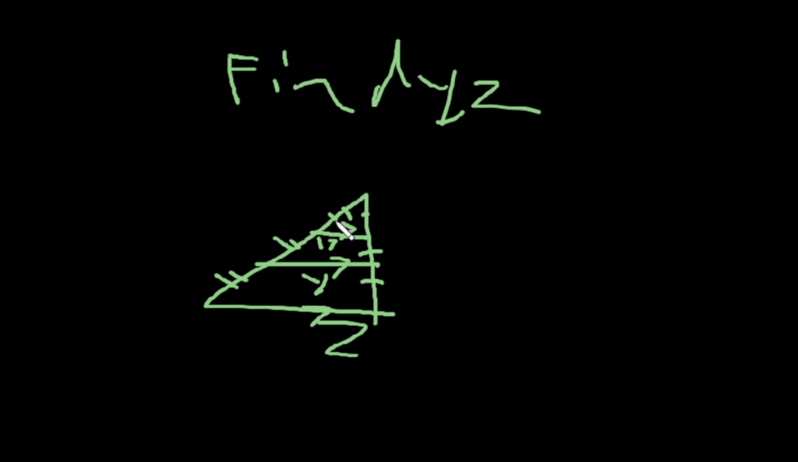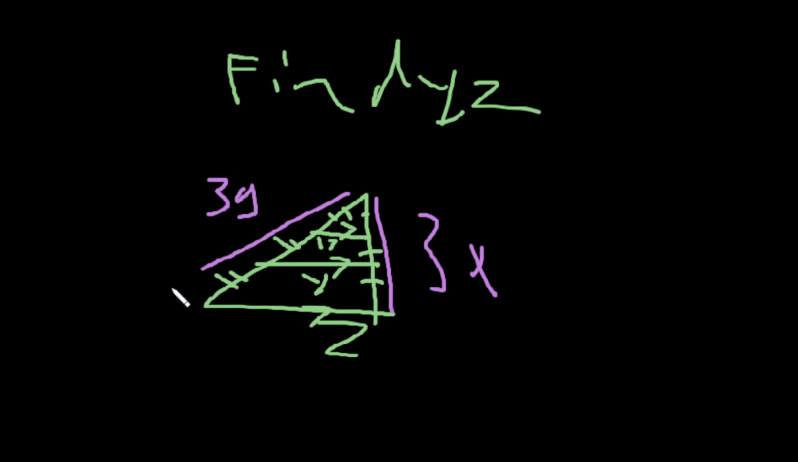Okay, so basically all we need to do is find ratios. So let's just say this entire line right here is 3x. This entire line is 3g, because they're 3 segments. That's their total length. So individually they're g, g, g, and x, x, x.